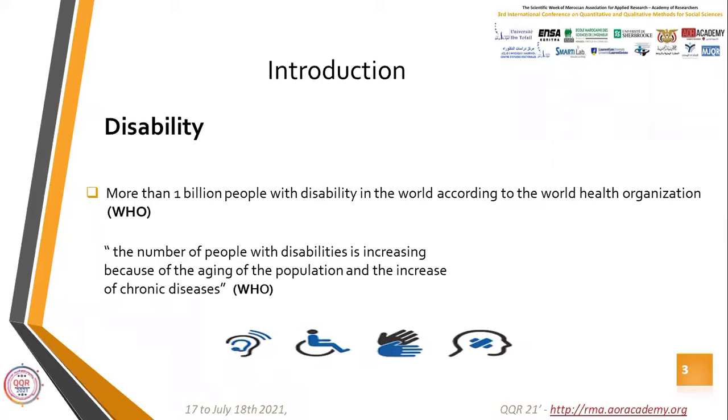Before introducing digital accessibility, it's important to talk about disability. There are currently more than 1 billion disabled people in the world, according to the World Health Organization. And this number is increasing because of the aging and the increase of chronic disease. Disability involves one or more impairments, including visual, physical, mental, cognitive, hearing, or speech impairments. And people with disability face significant challenges in their day-to-day lives, especially when dealing with the web or digital content.